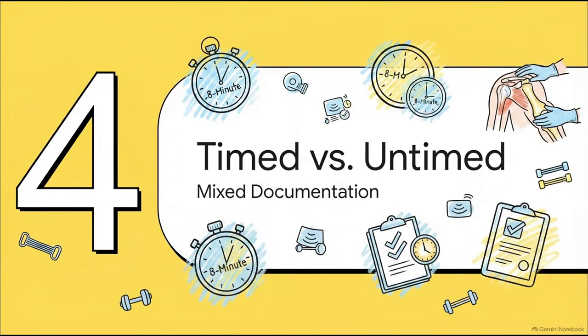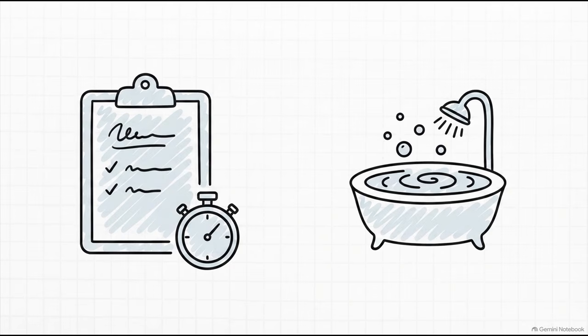Mixed documentation. This brings us to Case 5. It's a highly requested mixed documentation scenario. And let me tell you, this is a massive point of confusion and a really common reason for denials. So the patient receives 20 minutes of therapeutic exercise, which is 97110, 15 minutes of therapeutic activities, 97530, and 20 minutes of unattended electrical stimulation, which is 97014.